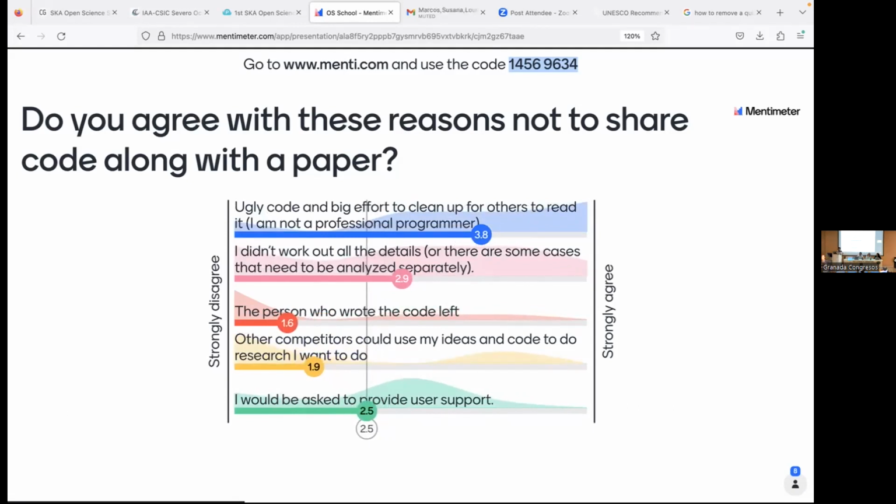Something also very typical: the people that were involved in the development of the code, they left, maybe they moved to another position, or competitors. For many people, in the end, you need funding, you are competing for funding, so there is the competition factor there. And maybe if you share the code, a lot of people are going to be asking around why this is not working for me.